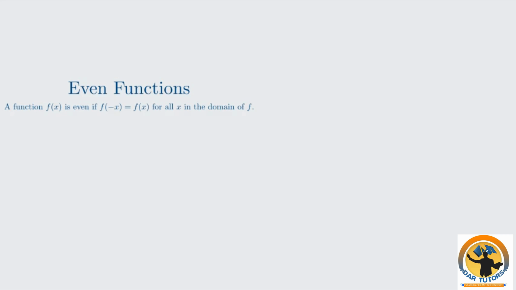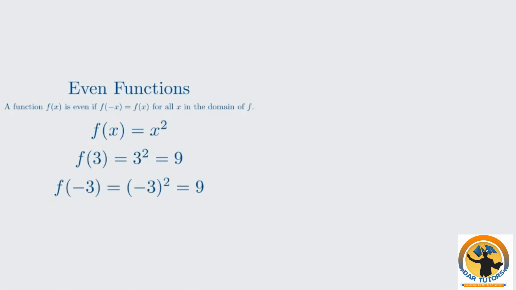Let's look at the classic example, f(x) = x squared. If we test a value like x = 3, f(3) is 3 squared, which is 9. Now, let's test its negative counterpart, x = -3. f(-3) is (-3) squared, which is also 9. As you can see, f(-3) = f(3). This holds true for all x.